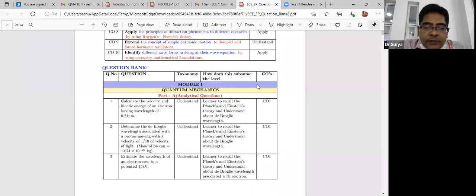Right. So velocity v is equal to h by lambda m, or the kinetic energy expression under root of 2meV. Based on that, we have to derive the expression and go for the calculation. So the next question, determine the de Broglie wavelength associated with a proton moving with a velocity of 1 by 10 of the velocity of light. I think this question is also discussed in the class.